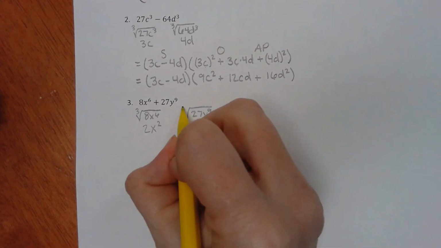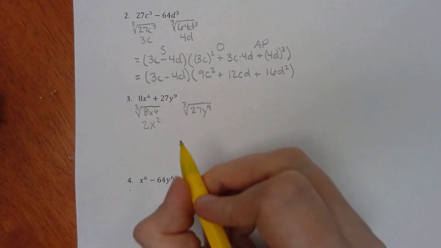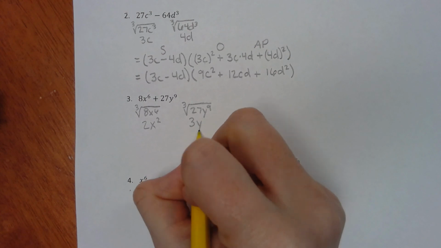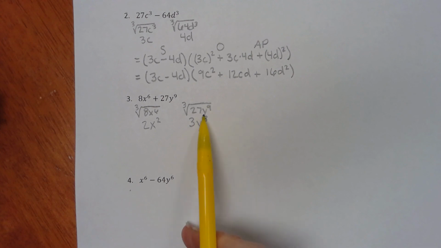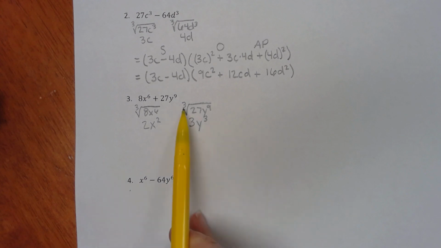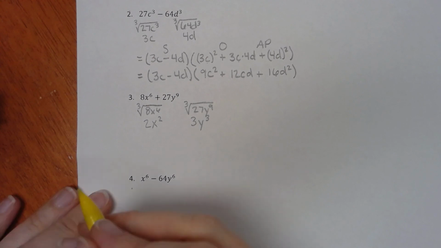We're also going to take the cube root, not square root, but the cube root of 27y to the 9th, and that gives us a 3y to the 3rd. Of course, the cube root of 27 is 3, and if we have these 9 y's, we could get 3 groups of 3, with our index number being a 3. So that equals 3y to the 3rd. So we'll now use those terms to set up our factors.